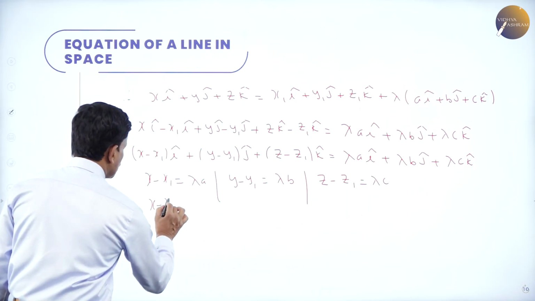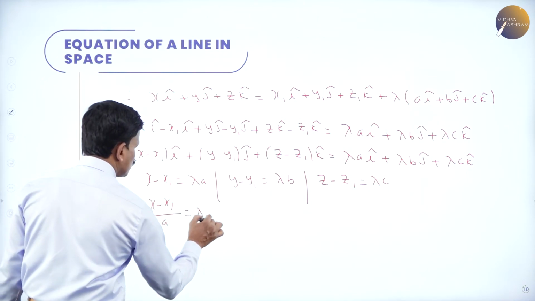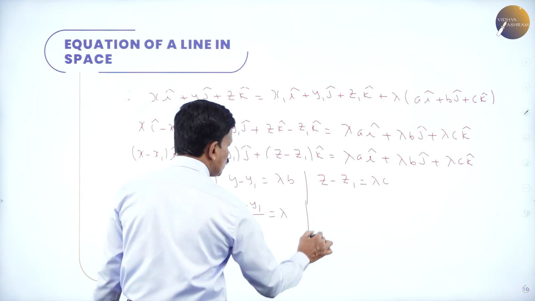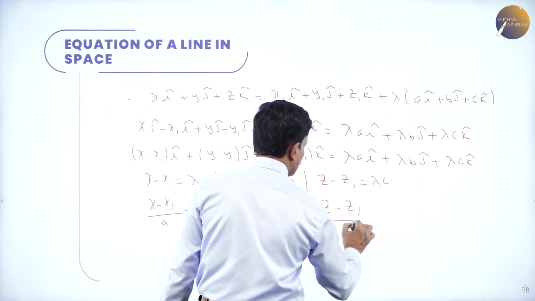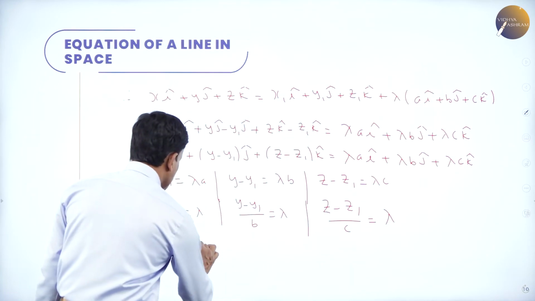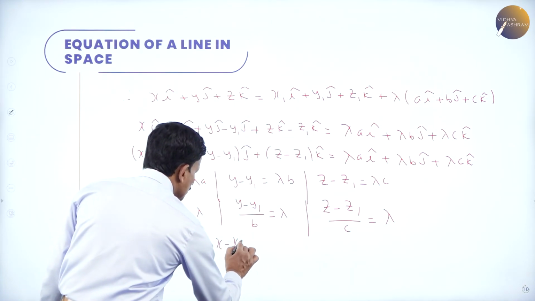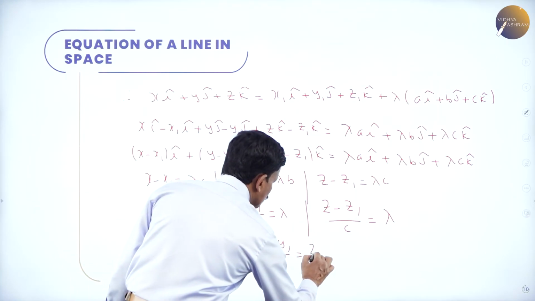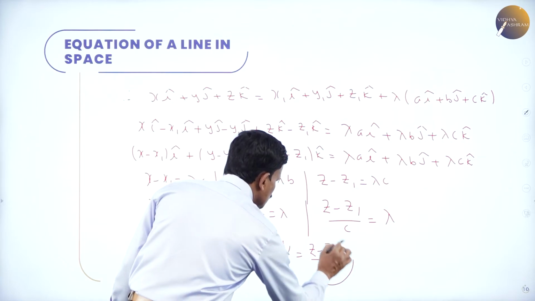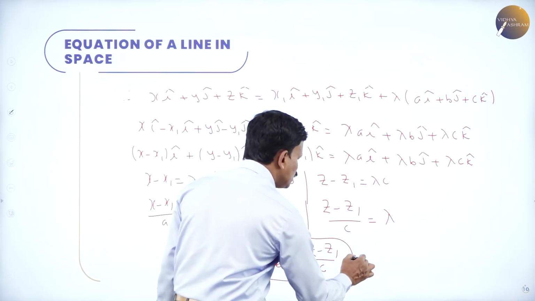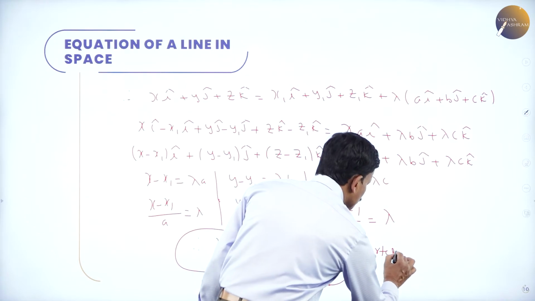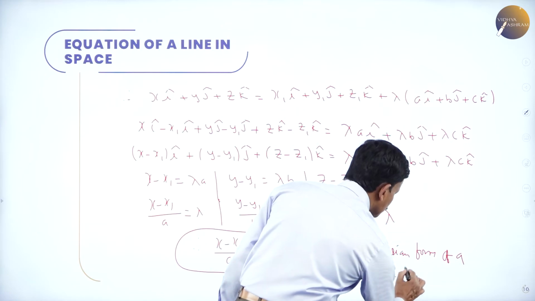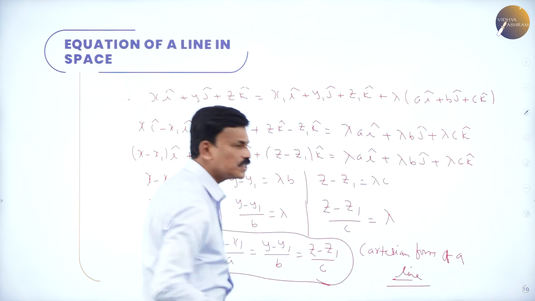So this can be written as x minus x1 by a is equal to lambda, and y minus y1 by b is also equal to lambda, and z minus z1 by c is also equal to lambda. So therefore x minus x1 by a is equal to y minus y1 by b is equal to z minus z1 by c is called the equation of a line in Cartesian form. This is the Cartesian form of a line.